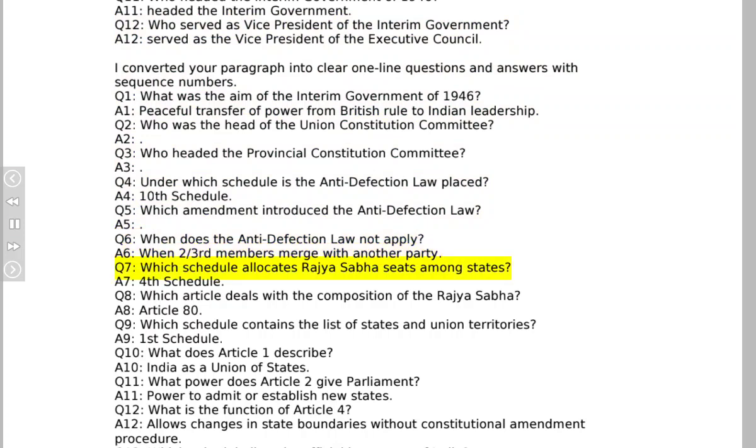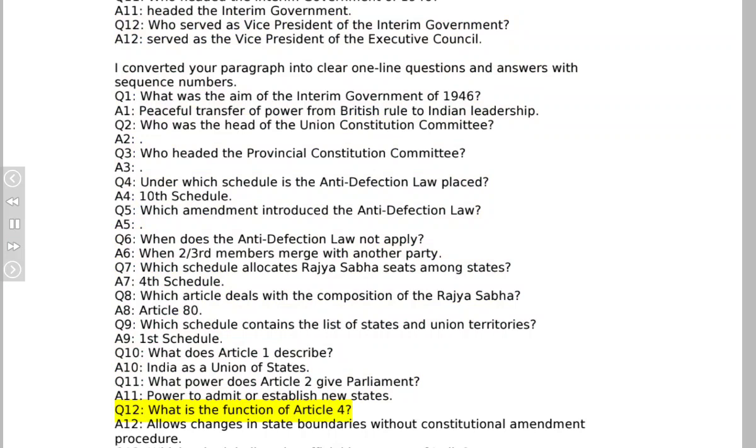Q7. Which schedule allocates Rajya Sabha seats among states? A7. 4th schedule. Q8. Which article deals with the composition of the Rajya Sabha? A8. Article 80. Q9. Which schedule contains the list of states and union territories? A9. First schedule. Q10. What does Article 1 describe? A10. India is a union of states. Q11. What power does Article 2 give Parliament? A11. Power to admit or establish new states.